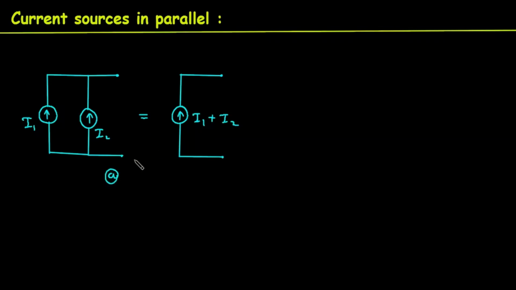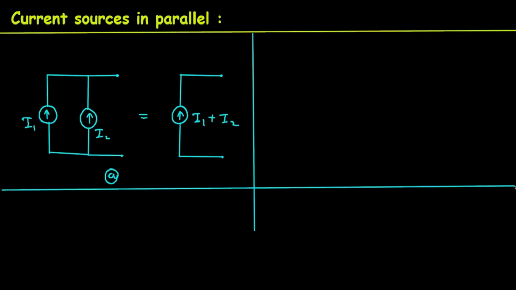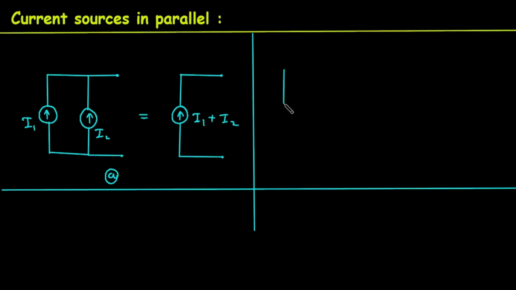Let's say this is A. Now next is, let's say, first we will separate this. Now let's say there are two more current sources, but this time they are in opposite directions. Let's say this is upward and let's say one more current source, but it is in the opposite direction. Let's say it is in downward direction.